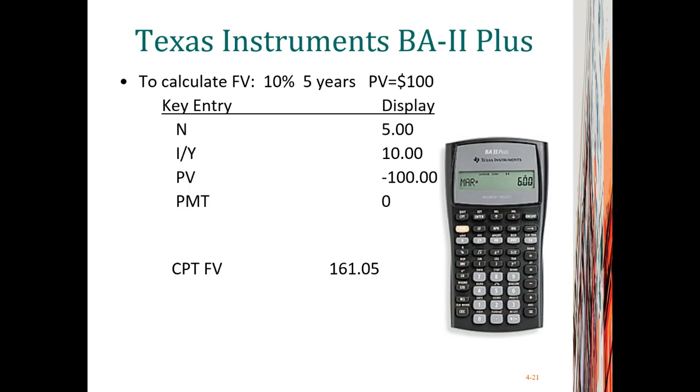PMT is the periodic payment between now and 5 years from now, and there's nothing, so it equals 0. Then you press CPT, FV. What is CPT? CPT is the first button on the first row. CPT means compute. That is a command you're sending to your calculator. You are commanding your calculator to compute FV, and your calculator will show $161.05.